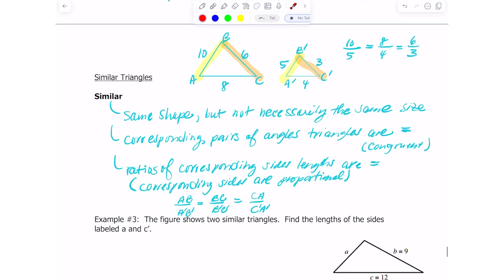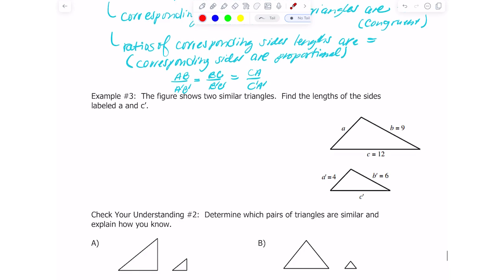Okay, so here's an example. We've got two triangles that are similar, and we want to find the lengths of the sides labeled A and C prime. So what I need to do is first figure out the corresponding sides and match up two that correspond, where there's actually numbers. And what I notice here is that side B is 9 units and side B prime is 6 units. So I know that if I do B over B prime, it's going to give me the same answer. It's going to tell me what the unknown side length is for C prime, right?